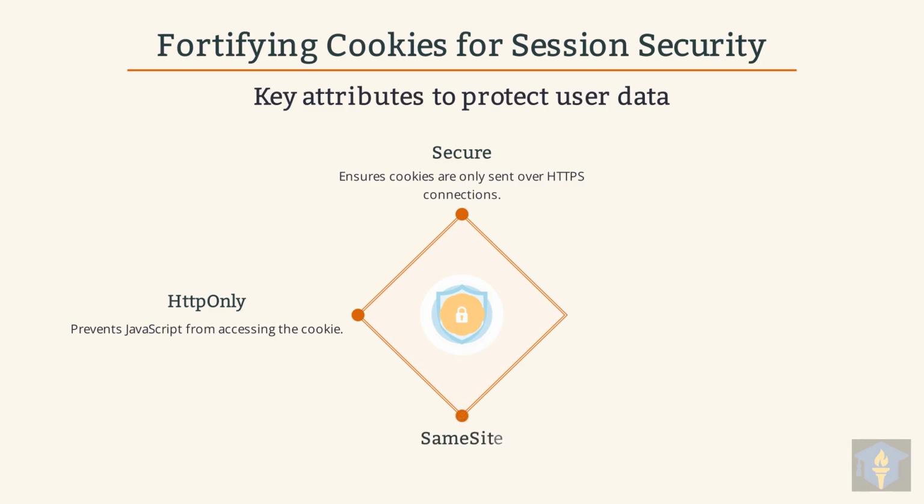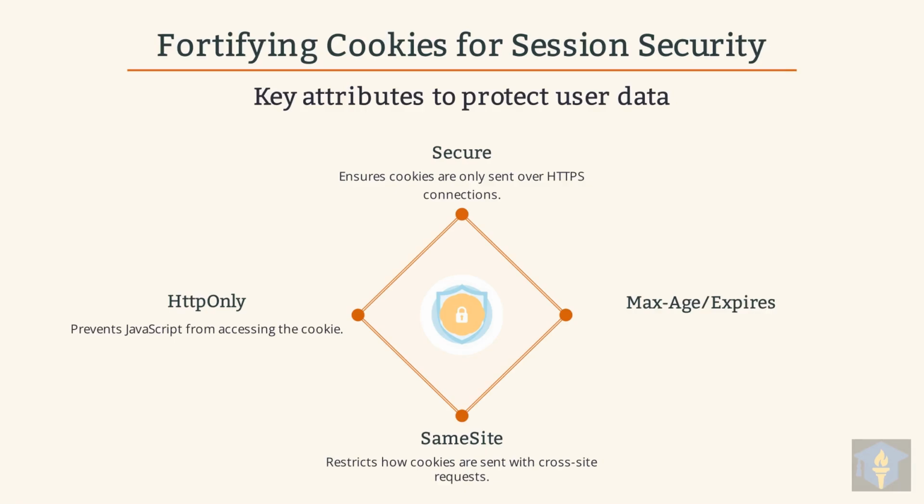The SameSite attribute helps protect against cross-site request forgery, CSRF, by controlling how cookies are sent with cross-site requests. This attribute restricts cookie transmission during cross-site requests, significantly reducing the risk of unauthorized actions initiated by other sites.